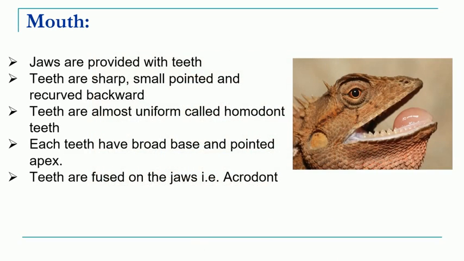So the jaws are provided with teeth. Here you can see these triangular teeth. They are very sharp, small and pointed, and they are recurved backward like a saw. You must have seen a saw; the teeth are quite similar to saw teeth. Each tooth has a broad base and is pointed upwards, so it has a pointed apex. Now these teeth are fused onto the jaws. This type of dentition is called acrodont dentition.